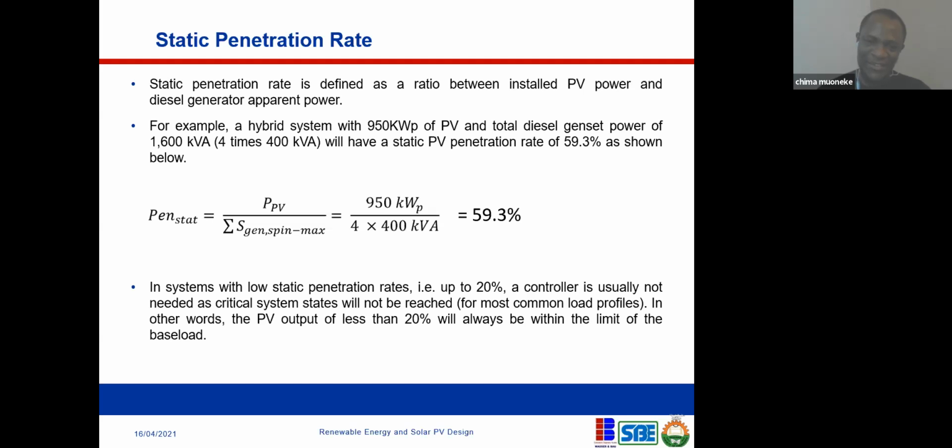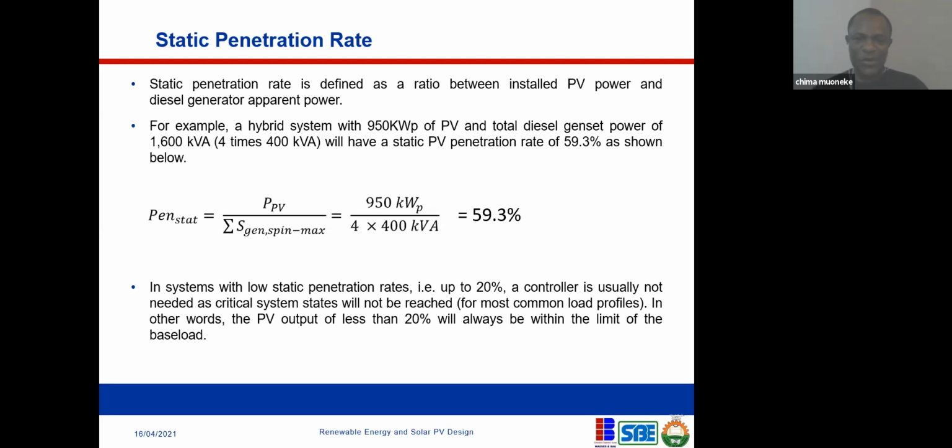In systems with low static penetration rates, that is up to 20%, a controller is usually not needed as critical system state will not be reached. For most common load profiles, in other words, the PV output of less than 20% will always be within the limit of a base load. I wish I had a load profile here to illustrate this.